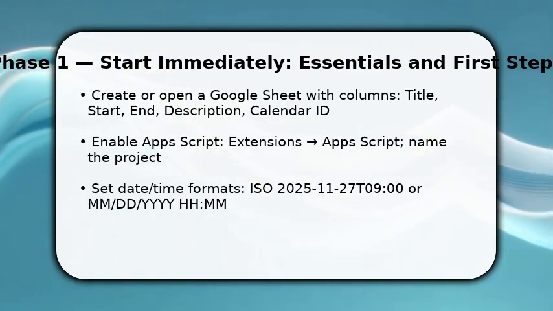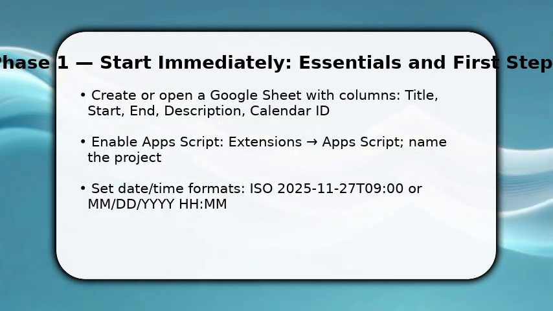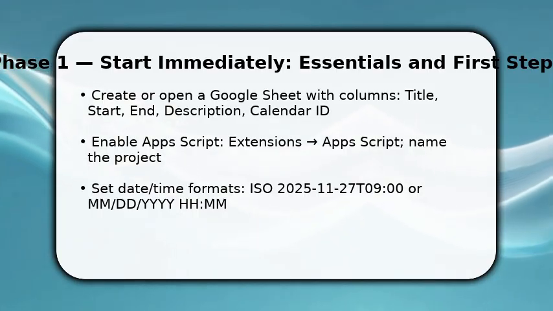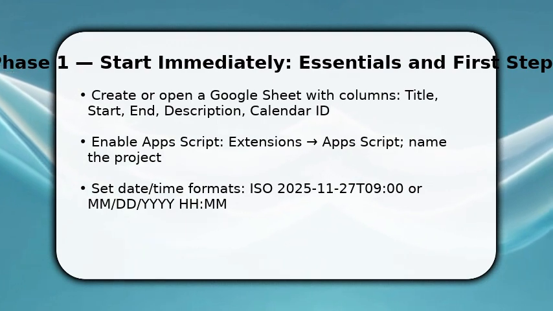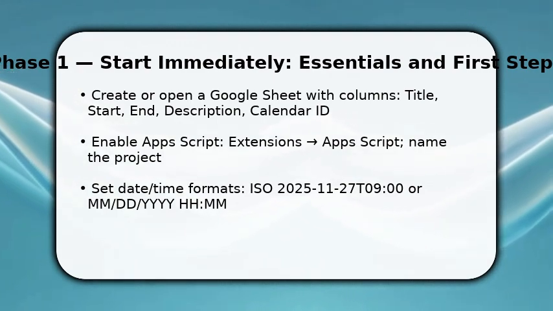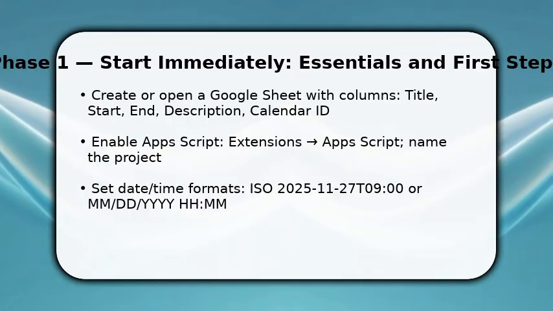Make sure date and time values use a parsable format such as 2025-11-27T09:00 or mm/dd/yyyy hh:mm. This prevents time zone and parsing errors later. Now you're ready to add the script that will push events.